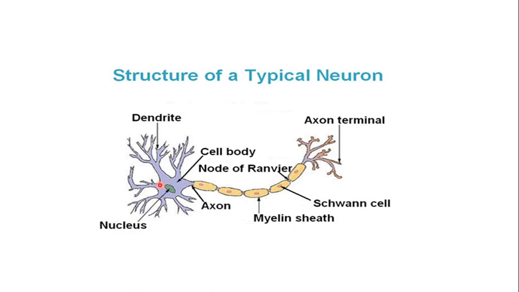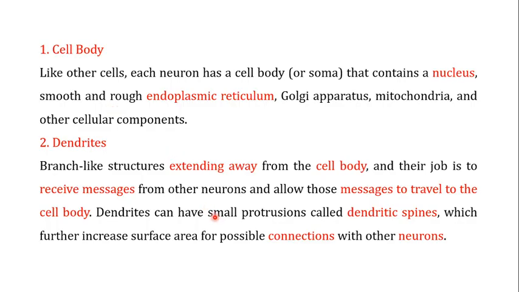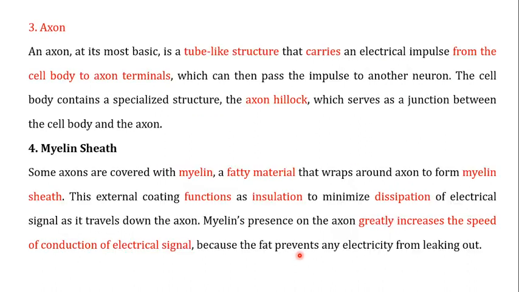What happens is that the signals the neuron receives arrive on these dendrites. So when these dendrites receive the signal, that signal is passed towards the cell body. So these are the dendrites, the extensions from the cell body, and you will not see these dendrites in other cells of the body. Now these dendrites can have small protrusions known as dendritic spines, and the function of these dendritic spines is to increase the surface area for possible connections with other neurons.